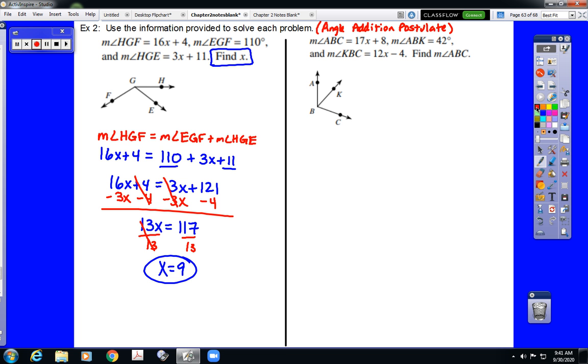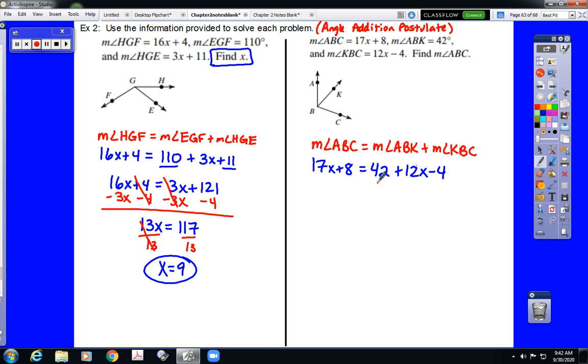On the second example, same idea. We have a big angle, angle ABC, which is made up of two smaller angles, angle ABK and angle KBC. So according to the angle addition postulate, the measure of the big angle, ABC, is equal to the sum of the two smaller angles. So the measure of angle ABK plus the measure of angle KBC. We're then going to plug in the values from the problem. So ABC is 17x plus 8. The measure of ABK is 42. And the measure of KBC is 12x minus 4.